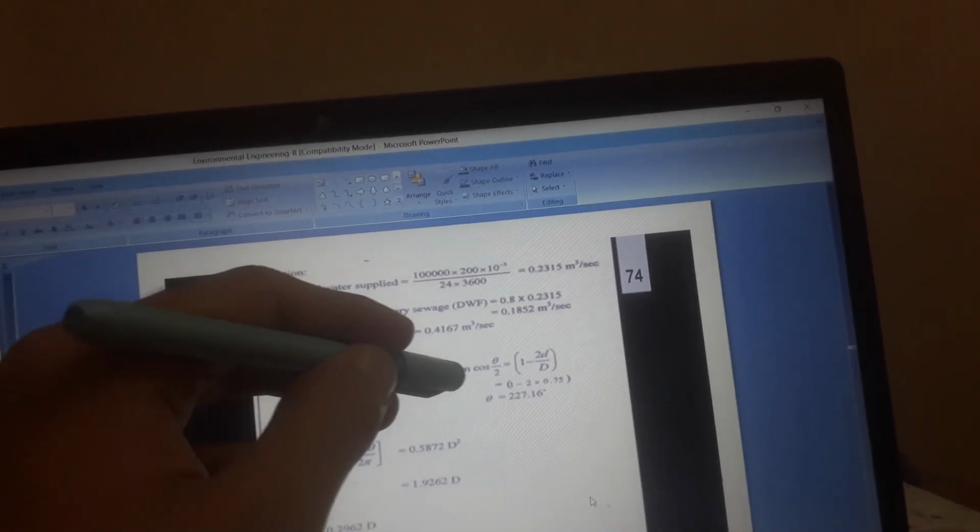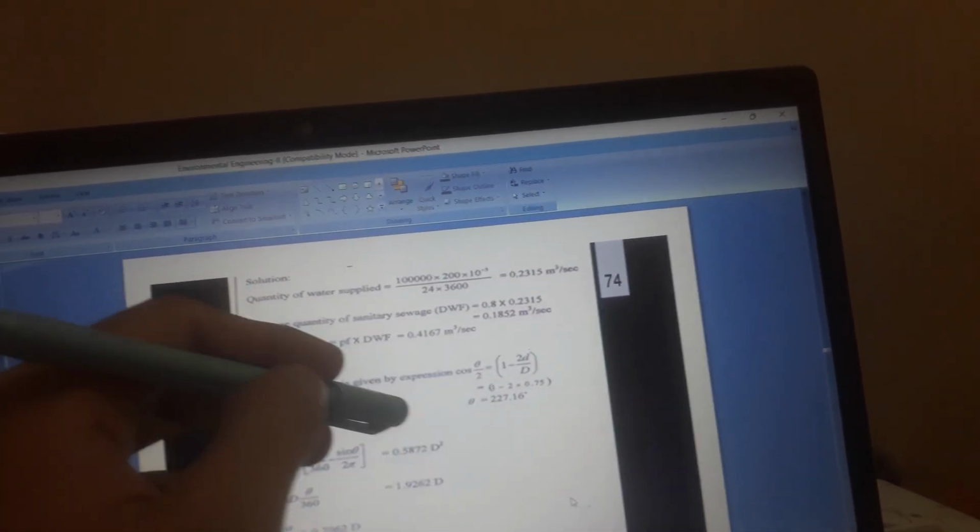Small d by capital D is equal to 0.75. Central angle theta is given by the expression cos theta by 2 is equal to 1 minus 2 small d by capital D is equal to 1 minus 2 into 0.75. Theta is equal to 240 degree. A is equal to pi d square by 4 into theta by 360 minus sin theta by 2 pi, which is equal to 0.5872 d square. Small p is equal to pi d into theta by 360 is equal to 0.19262 d. R is equal to A by P is equal to 0.2962 capital D.